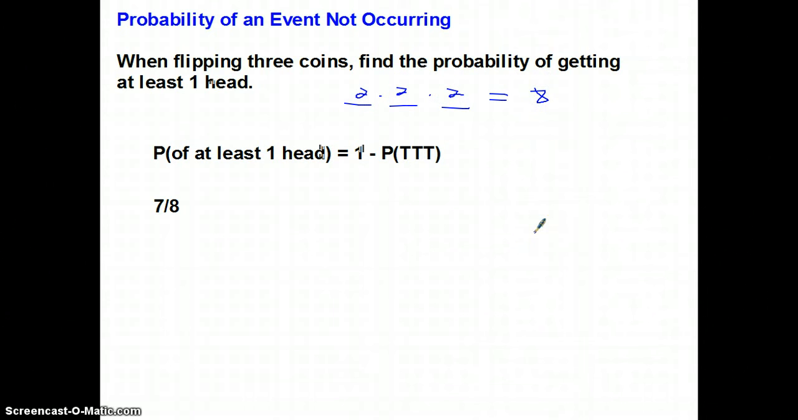And if we want to figure out the probability of at least one head, well, we have to think about the probability of just getting all tails, because there's no heads with all tails. And the probability of tails, tails, tails is just a 1 out of 8 chance. And so we have to say 1 minus 1 out of 8, and then that would give us the 7 out of 8 chance of at least getting one head.